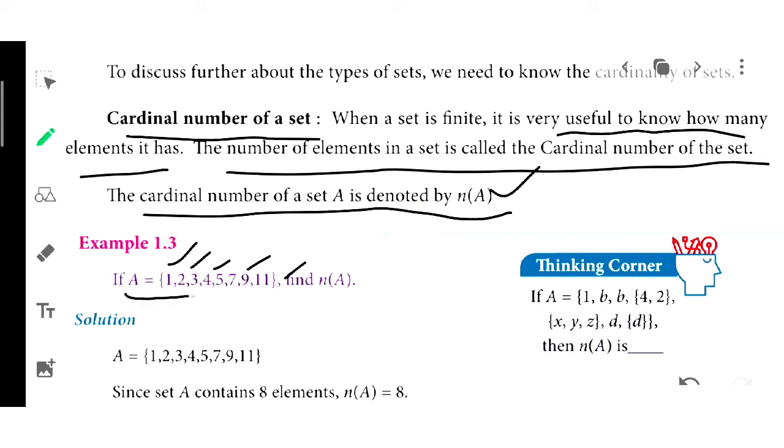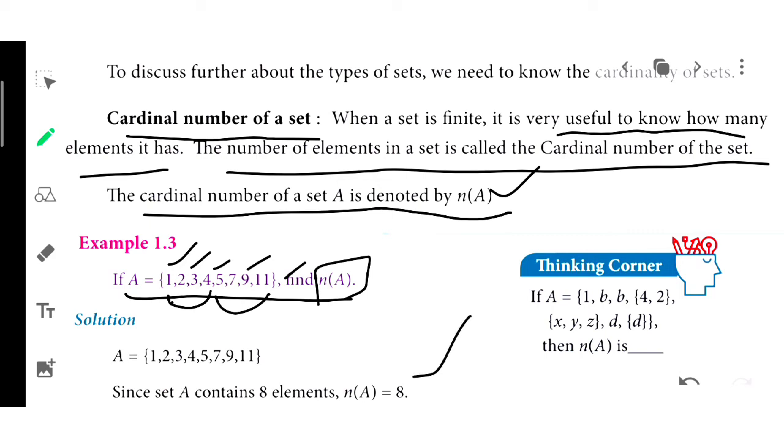Okay students, in this example we have been given the numbers 1, 2, 3, 4, 5, 7, 9 and 11. In this set, how many elements are there? There are 4 plus 4. There are 8 elements in this set. We can see 8 elements are present in this set, and the cardinality n(A) is 8.